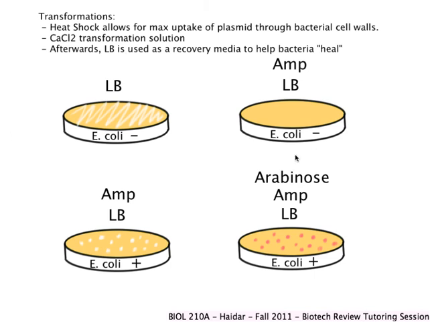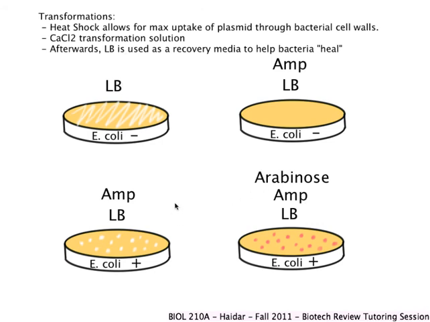So we have transformations. Basically in our transformations, there are a couple things that you want to be aware of. We used heat shock to maximize the uptake of the plasmid through the bacterial walls. And then our transformation solution, if you remember, is calcium chloride. And then afterwards, after all the heat shock, these poor little bacterium, or actually these E. coli, are really in shock. So we need them to heal, and we give them nutrient luria broth. So after they heal, we plate them and they grow.